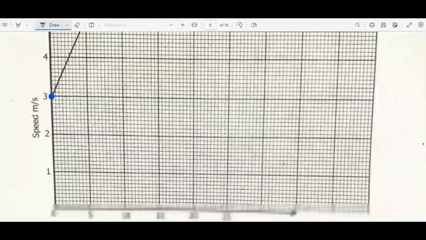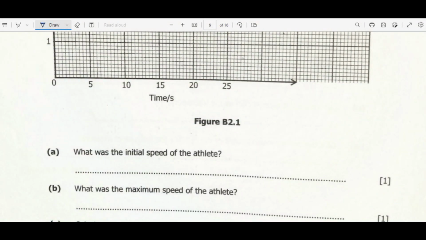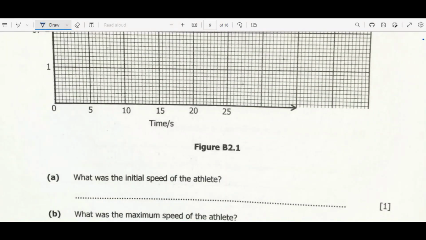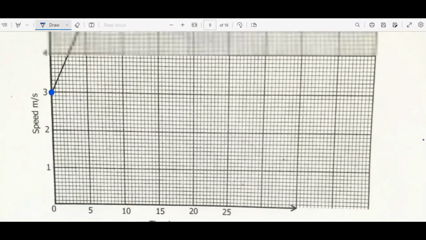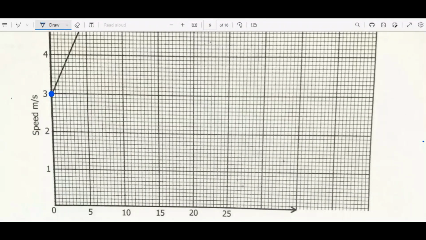Now let's look at the first question. So the first question was, what was the initial? So the initial is where the person was starting, or where the line is touching the y-axis. So we can see that the initial point is 3. So this is how you get your initial.